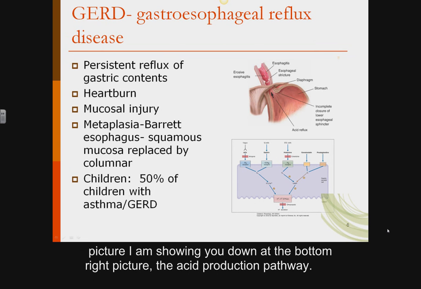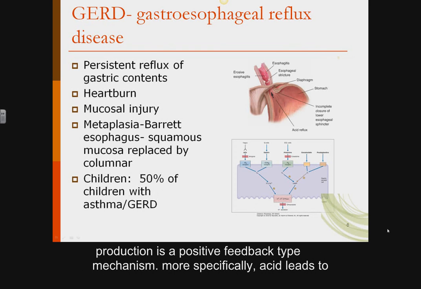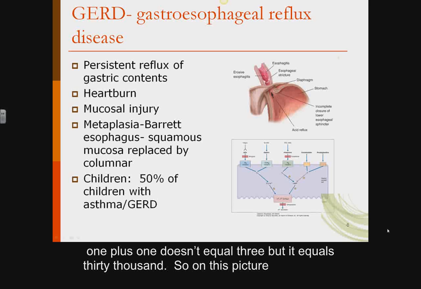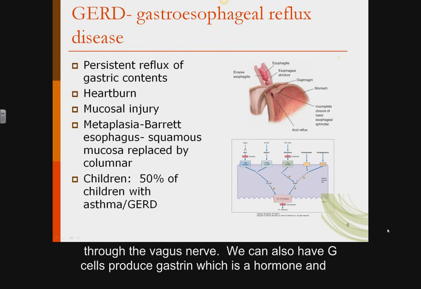Now in this picture, I'm showing you down at the bottom right the acid production pathways. Just to review, because you really should have addressed this in physiology, acid production uses a positive feedback type mechanism. More specifically, acid leads to more acid, and there are three pathways that potentiate each other. I like to say in my class, 1 + 1 + 1 doesn't equal 3 in this case, but it equals 30,000.